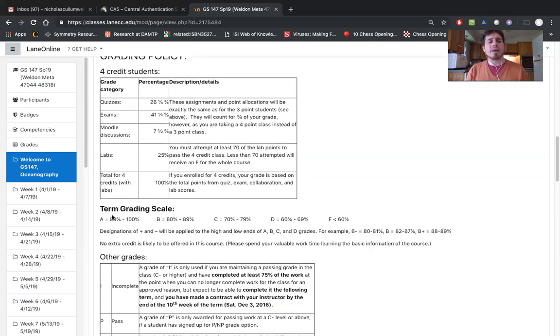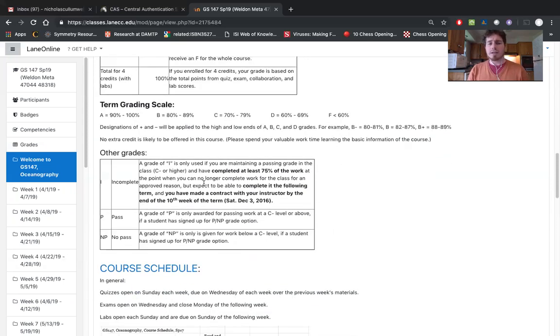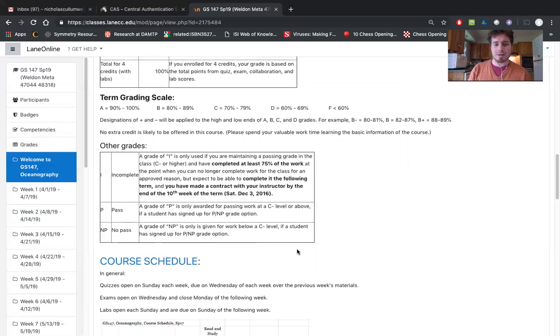We'll use the standard grading scale. And generally, unless something really serious happens, letter grades, not incomplete, pass, no pass, is what I'm going to be giving out in this class.